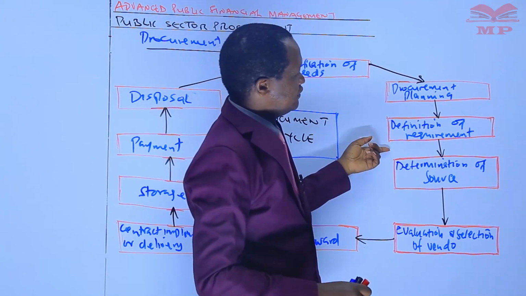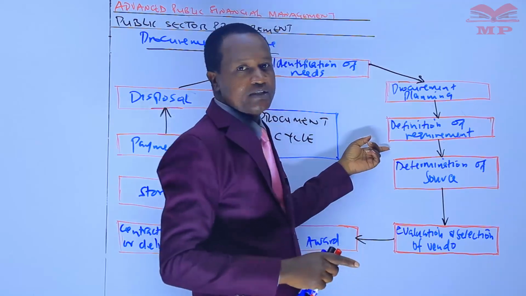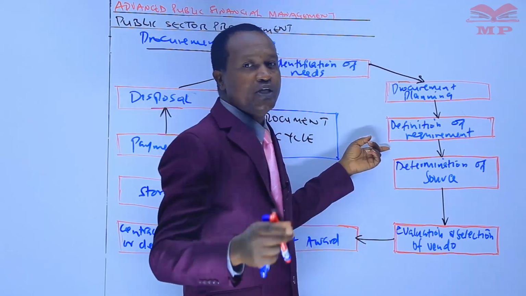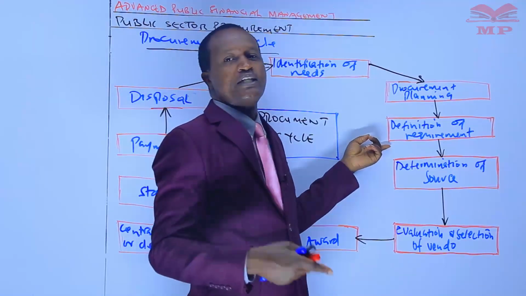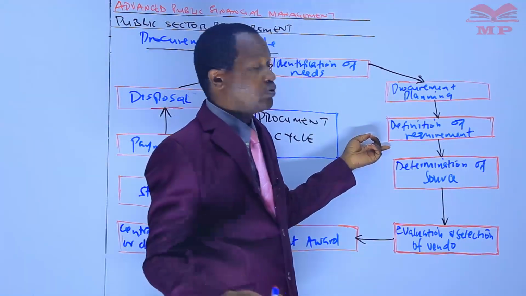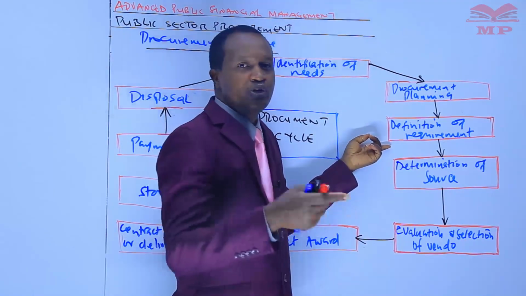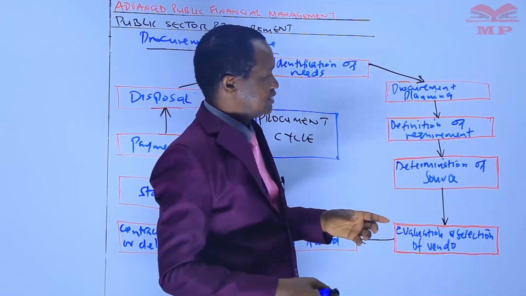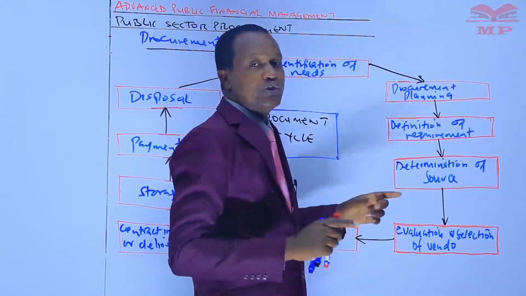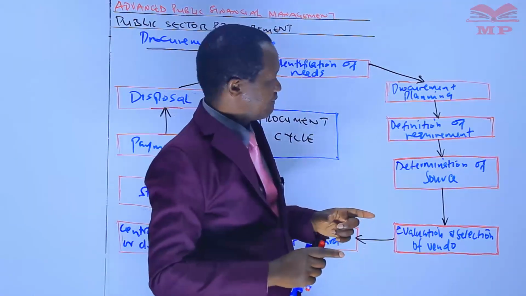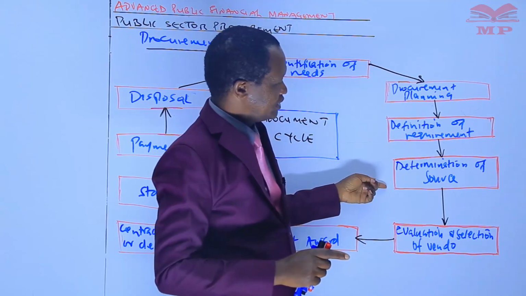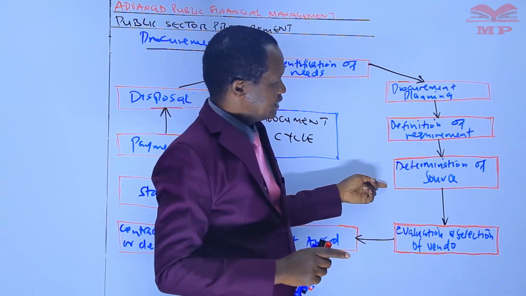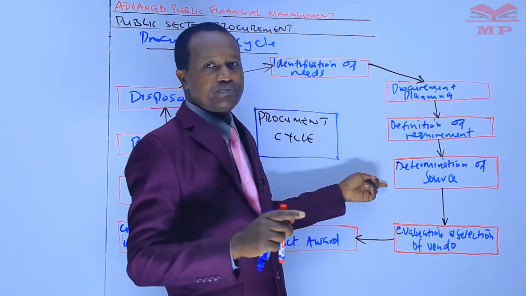Then we have definition of requirements. This is the phase where the specifications for various requirements, the terms of reference, the bills of quantities, and the bid documentation is done. It's just that simple. Definition of the requirements. After definition of requirements, we have what we call determination of source.